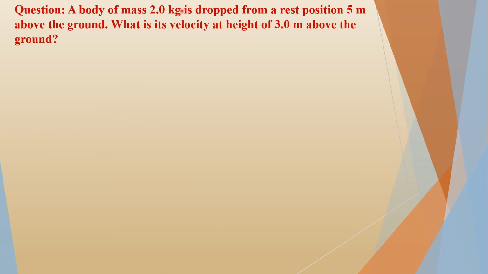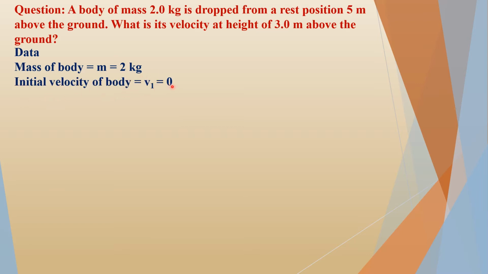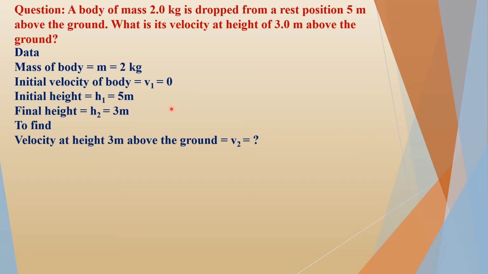Question: A body of mass 2 kg is dropped from a rest position 5 meters above the ground. What is its velocity at a height of 3 meters above the ground? Mass of body is given, that is 2 kg. Initial velocity of body v1 is equal to 0 because the body is dropped from rest. Initial height h1 is equal to 5 meters because the body is dropped from a height of 5 meters. Final height h2 is equal to 3 meters. We have to calculate velocity at height 3 meters above the ground, that is v2.